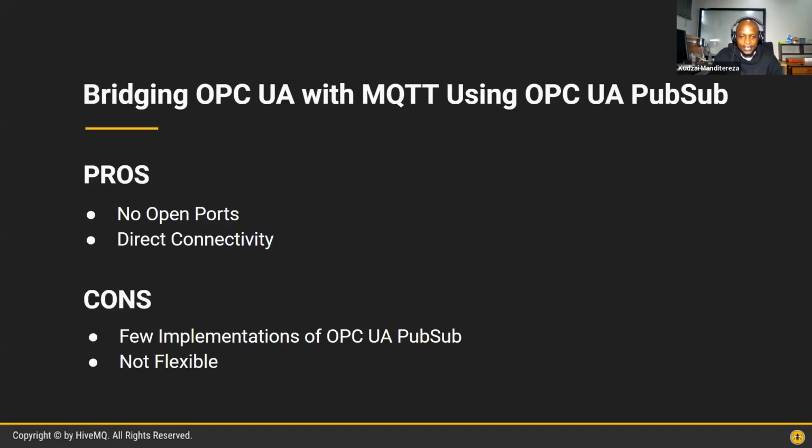So what are the advantages of using this OPC UA PubSub approach when you are bridging OPC UA data using MQTT? When you're using OPC UA PubSub, the server effectively becomes an MQTT client. What that means is that the OPC UA information source becomes the one that initiates communication with the cloud. And therefore, there's no need to keep any ports open, which is a great advantage from a security standpoint, based on what we have discussed in a previous slide.